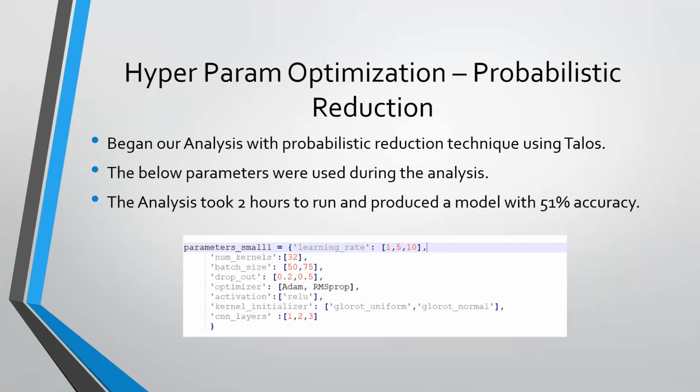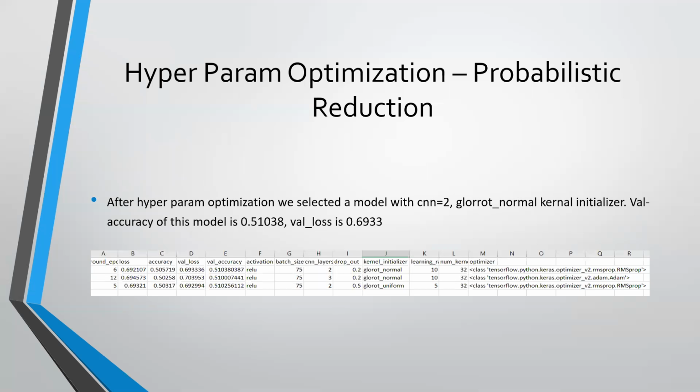For hyperparameter optimization, we used probabilistic reduction. We began our analysis with this reduction technique using Talos. The below parameters were used during the analysis. This analysis took 2 hours to run and produced a model with 51% accuracy. After hyperparameter optimization, we selected a model with CNN layer 2 and a normal kernel initializer, where we got a validation accuracy of around 51% and a validation loss of around 69%.